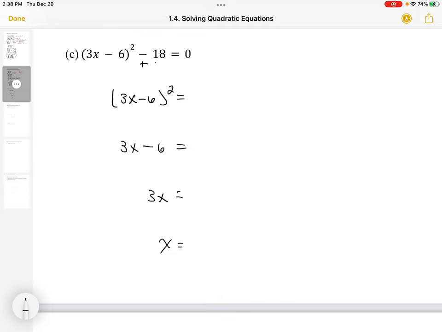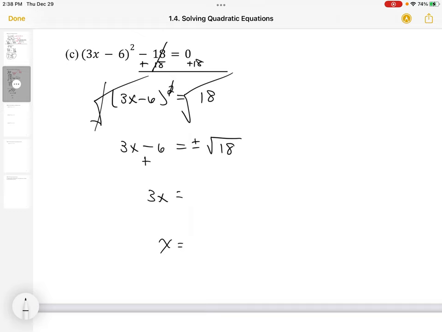So first I'm going to add 18 to both sides. I have my 3x minus 6 quantity squared alone. Now I'm going to take the square root of both sides. Those undo each other on the left. On the right, I'm left with the square root of 18. I'm going to leave that as the square root of 18 right now, and I'm going to talk a little bit about that soon. So I can't forget my plus or minus sign because I just introduced the square root.